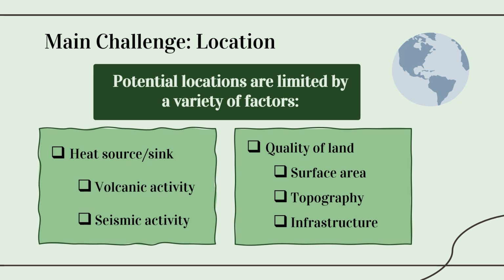Once a location with a heat source or sink is found, the second factor comes into account. The quality of the land determines whether a geothermal power plant can move from theory into reality. There needs to be enough surface area for the plant to be built without the topography interfering. Additionally, the infrastructure has a large impact on the construction of a power plant.